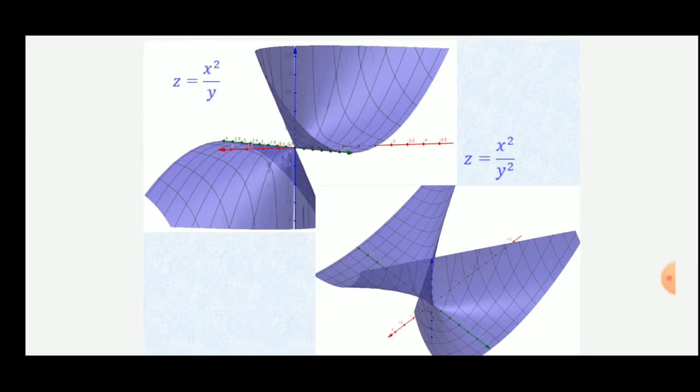The next ones are graphs for x square upon y and x square upon y square. So in both the cases, there will not be any surface when the denominator is 0. That means y is 0.